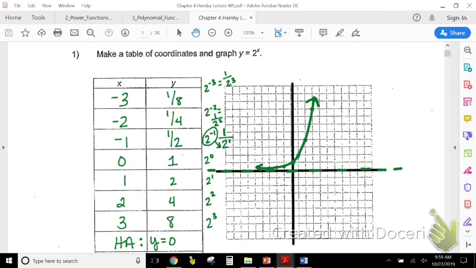Okay, notice the graph does not touch or cross that horizontal asymptote, right? Remember, with horizontal asymptotes, sometimes we do cross them in the middle, but for exponential functions, we won't cross it. And also notice it goes through the point (0, 1). But remember, if any number raised to the 0 exponent is 1, then that means every parent function for an exponential, no matter what its base is, will have that point (0, 1) in it.